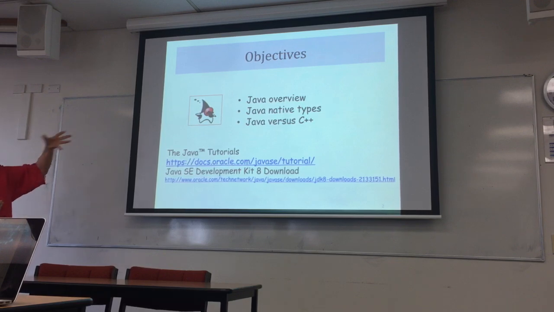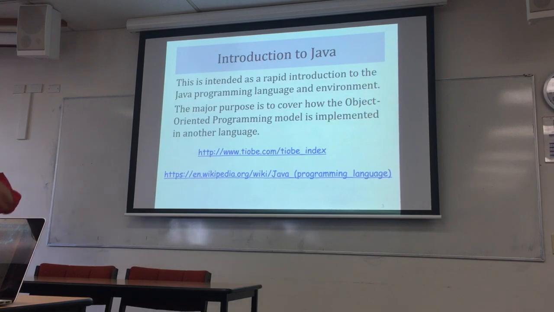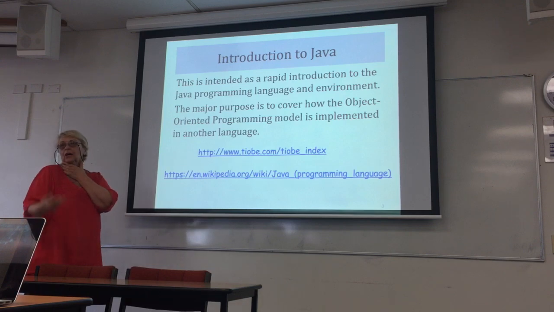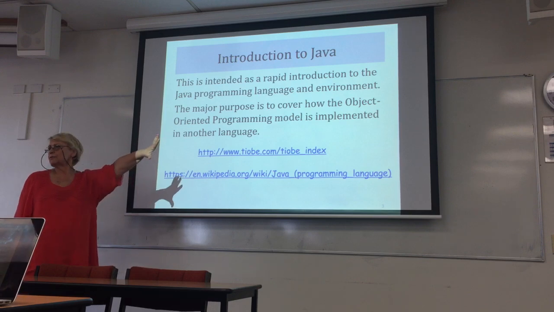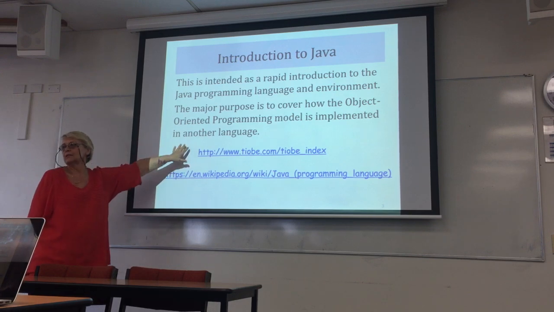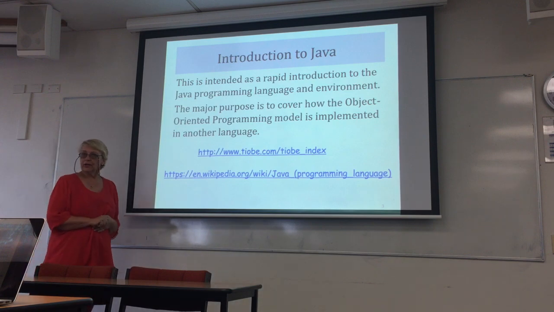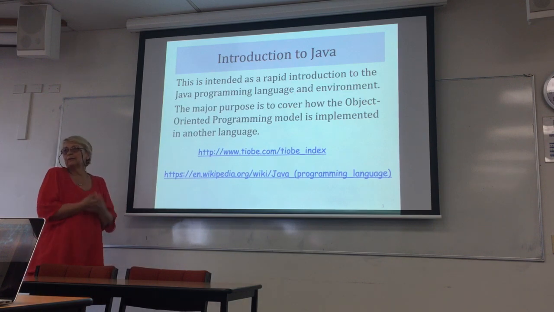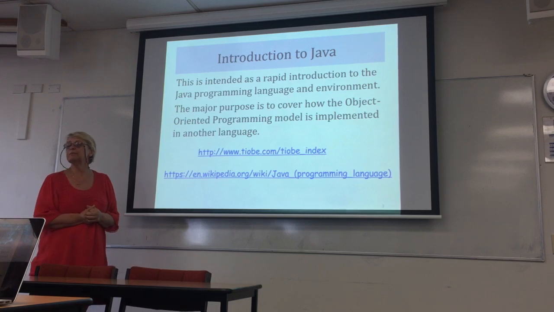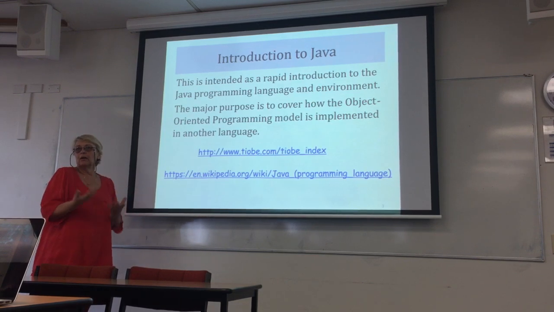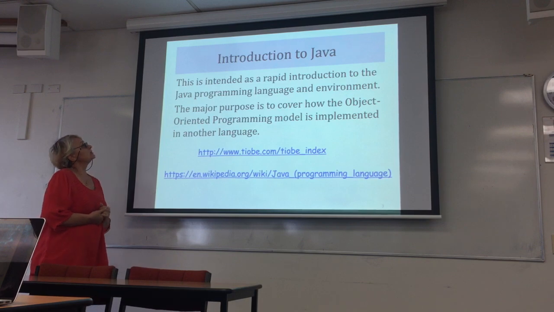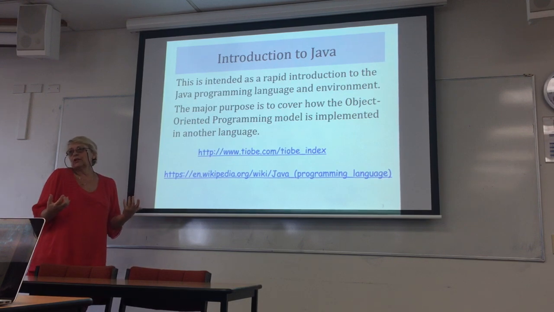We will do an overview today, look at primitive types, and then we will compare a little bit the Java approach with the C++ approach to object-oriented programming. We have 6 lectures for this. Normally it takes at least 1 semester, so be aware we won't cover every little detail, but it will be enough to give you what you need in order to solve exercises.